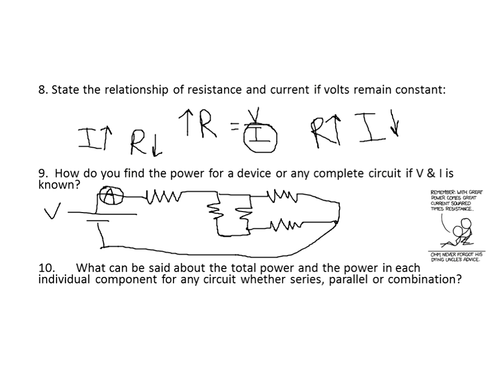Well, the power total, or the power of any circuit, is equal to the total current times the total voltage. So if I know the source voltage and I know the source current, I've got it.